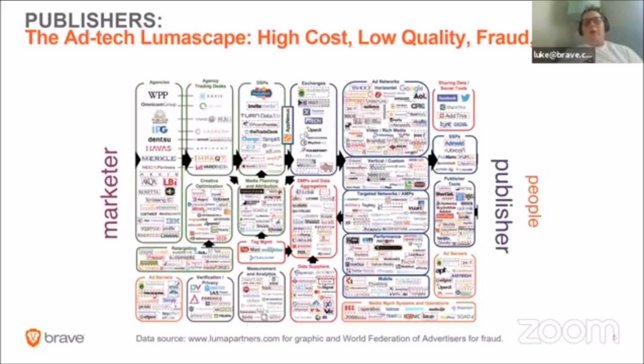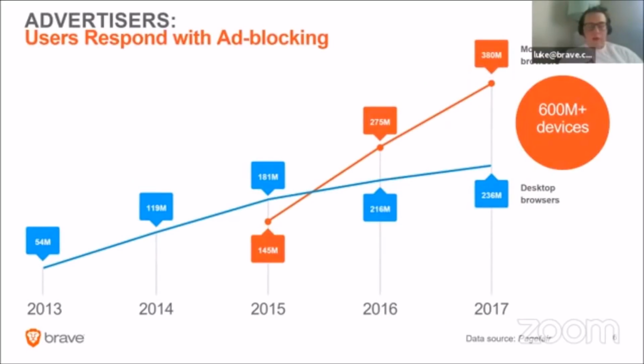This is a very condensed version of what you were showing, the Martech version. This is the ad tech side of things with the Lumascape. It's looking at all those players that are involved, when really what we're trying to do is have a connection between a user and a brand and a publisher, or just a user and a brand. Users have responded with ad blocking, as I'm sure people here know. I mean, up to 600 million devices in 2017. That's a pretty good indicator of the problems that are out there with people in advertising these days.